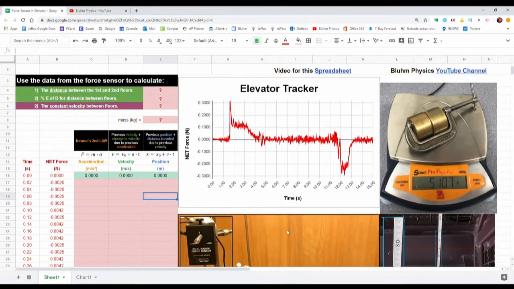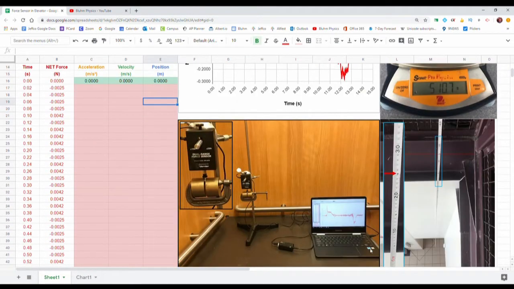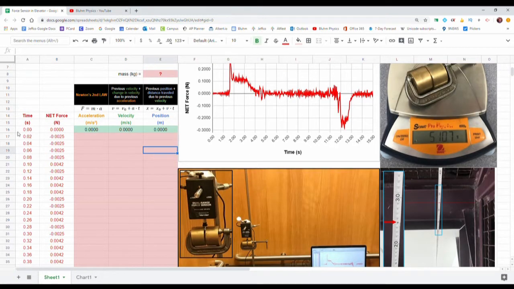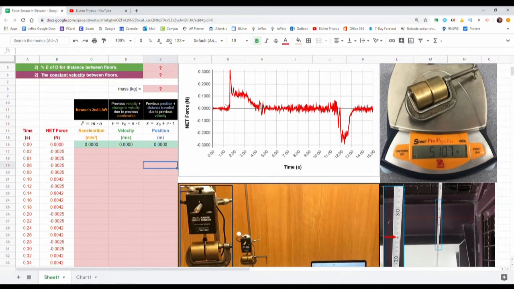All right, now what I did is I had this force sensor connected to my laptop on a cart inside an elevator. I put mass on the sensor, but I zeroed the sensor. So at time zero, it read zero, which is going to be the net force on there. And then after about 1 second and 1.5 seconds, the elevator began to accelerate upward. So there was a really big positive force.